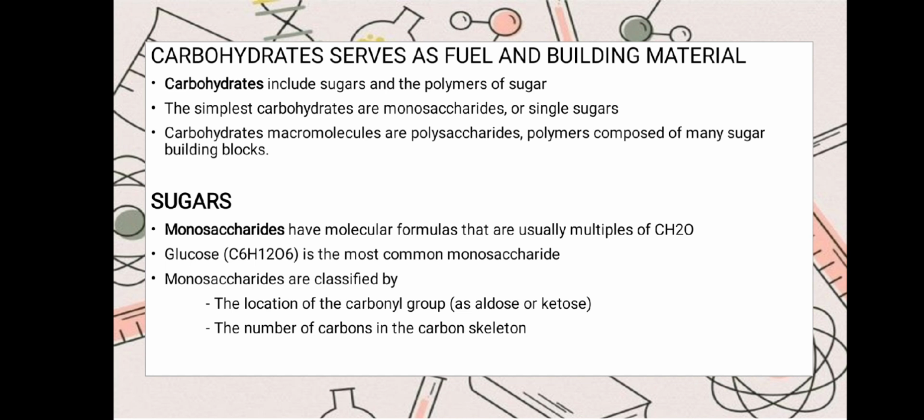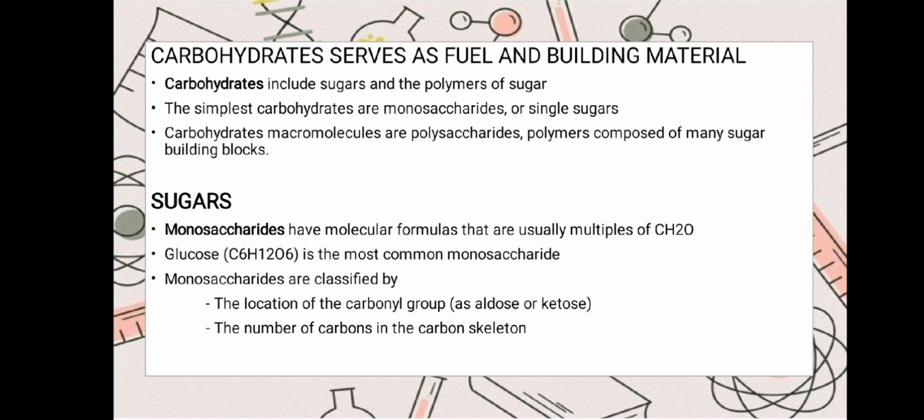And next, carbohydrates serve as fuel and building material. Carbohydrates include sugars and polymers of sugar. The simplest carbohydrates are monosaccharides, or single sugars. Carbohydrate macromolecules are polysaccharides, polymers composed of many sugar building blocks.